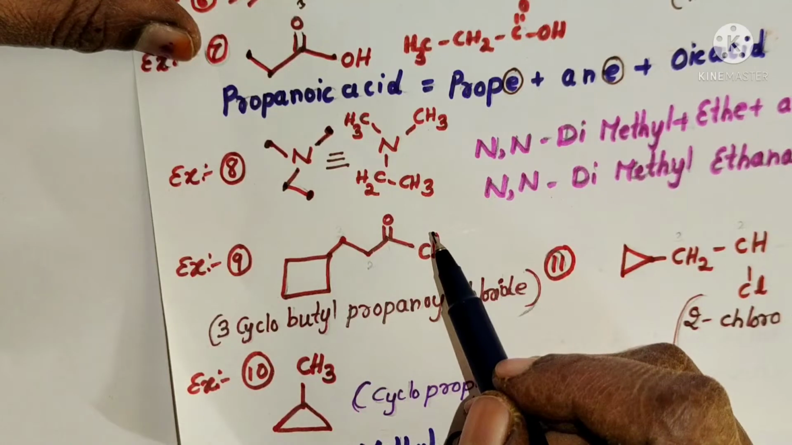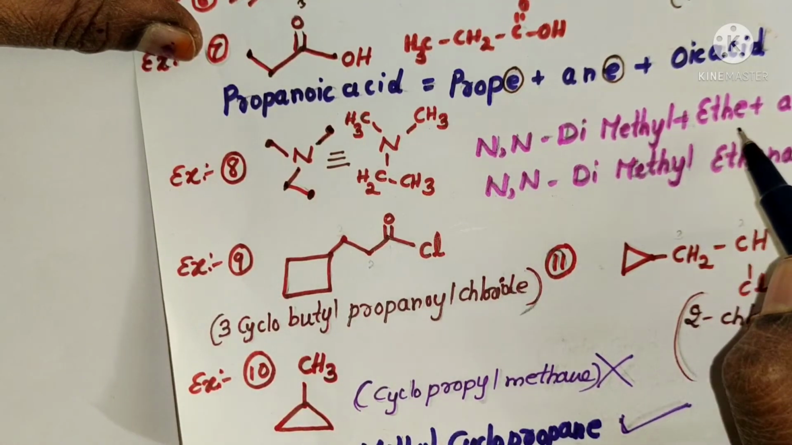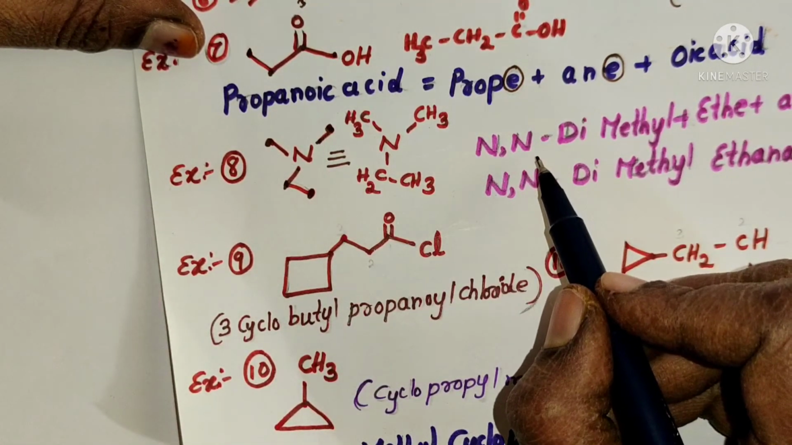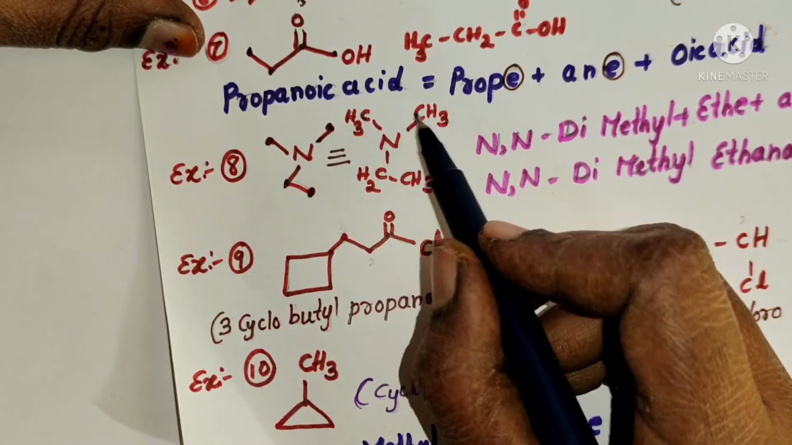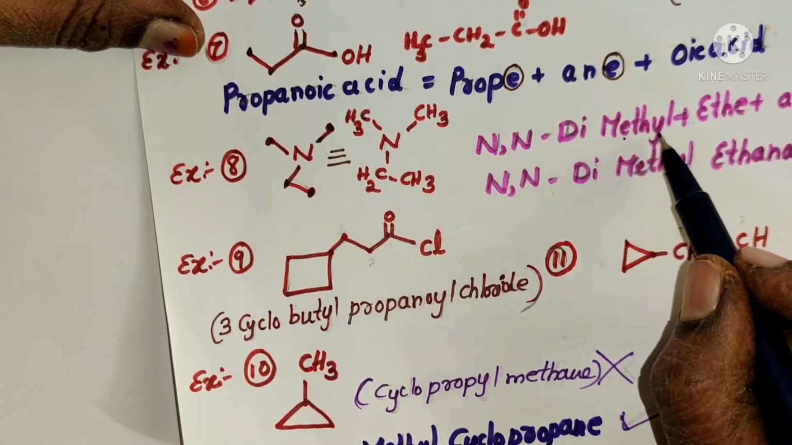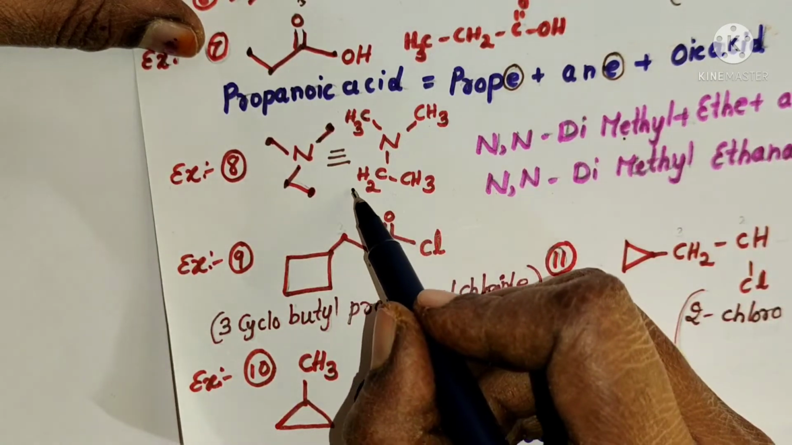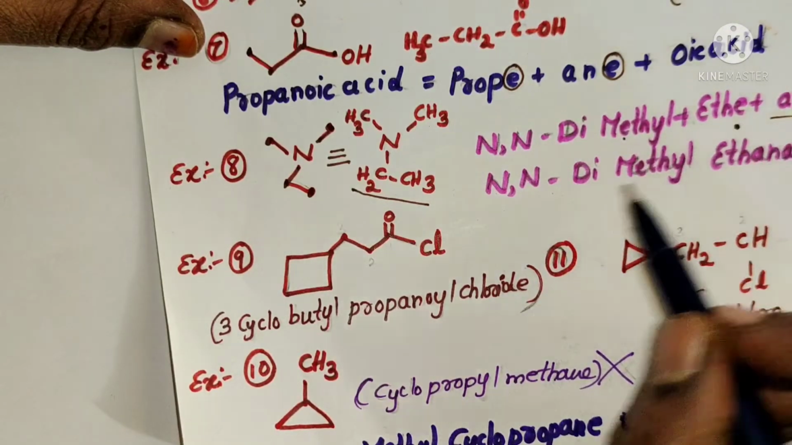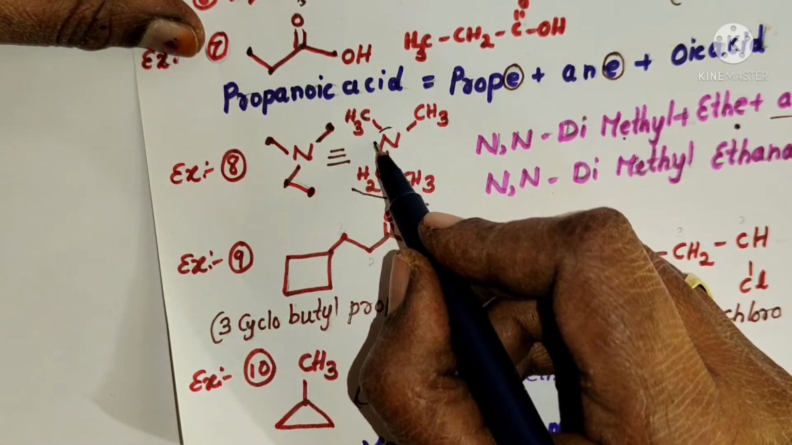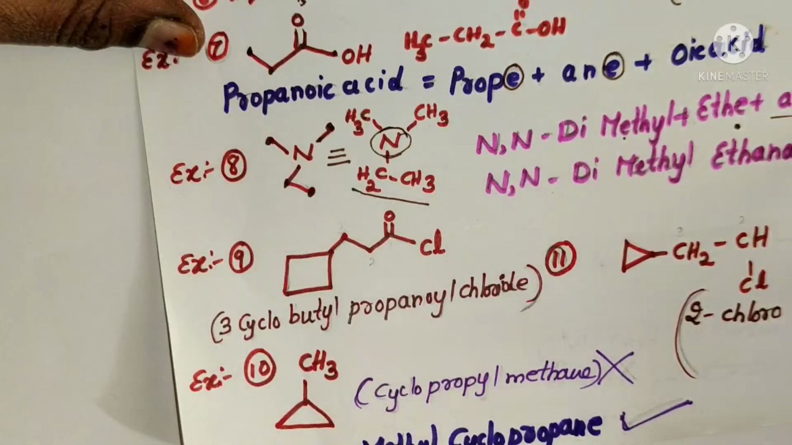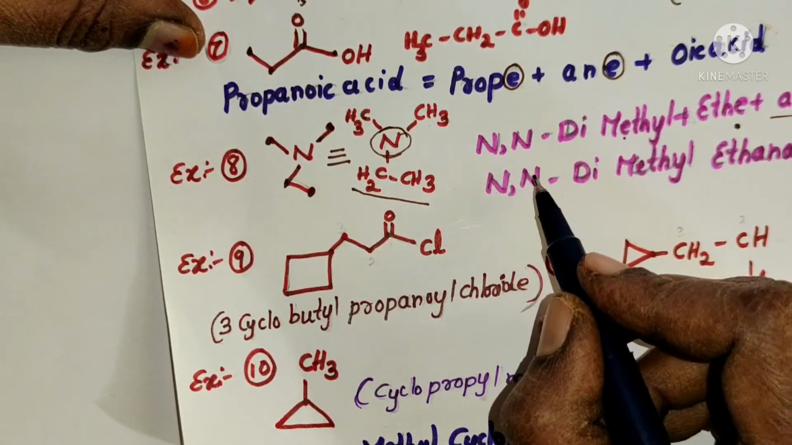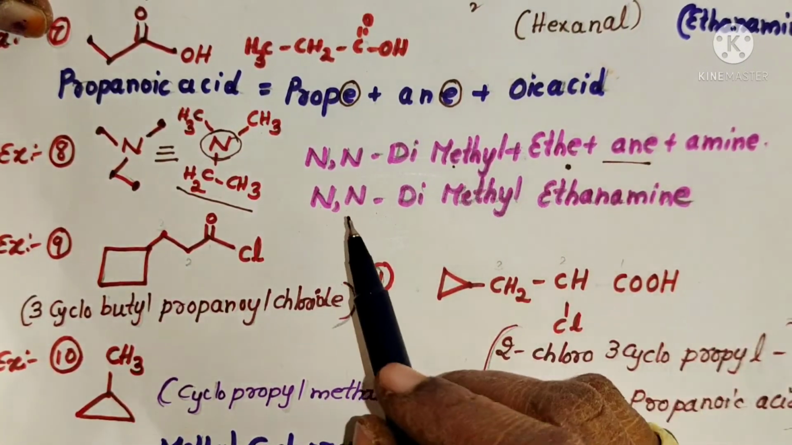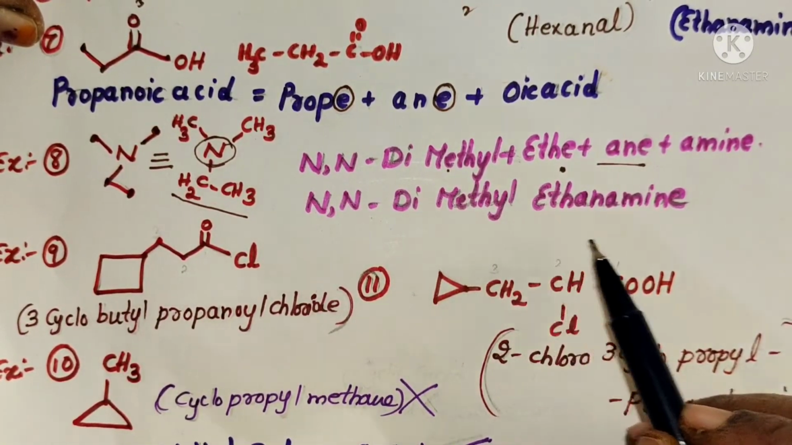Now we have to give the name for this: N,N-dimethyl ethanamine. Here N, N, 2 times we have to write dimethyl. What is this? 2 methyl groups are there, so dimethyl. 1 ethyl group is there, so it is eth. In between, the single bond is there, and it is attached to nitrogen, nothing but the amine group. Due to that reason it is called N,N-dimethyl ethanamine.